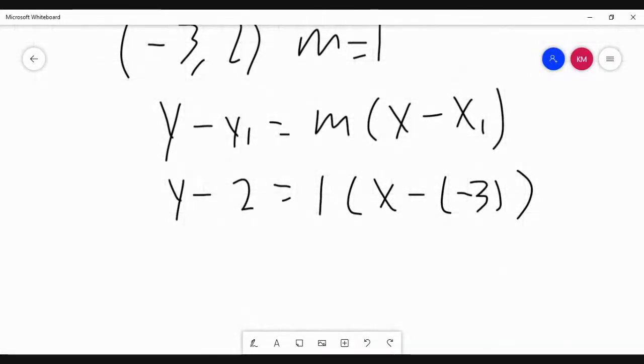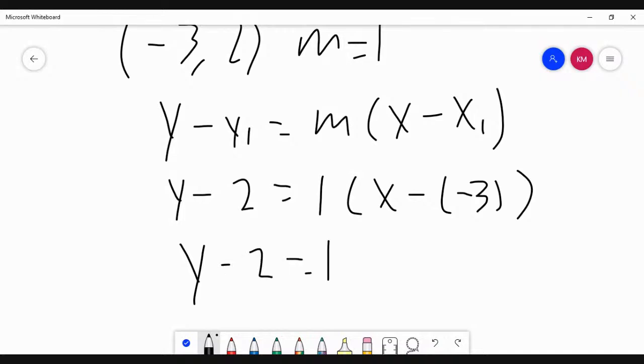After I do that, I bring down my y minus 2 equals 1 times x. Minus to minus makes +3, and I close my parenthesis.